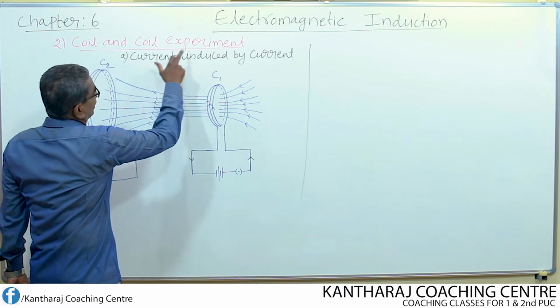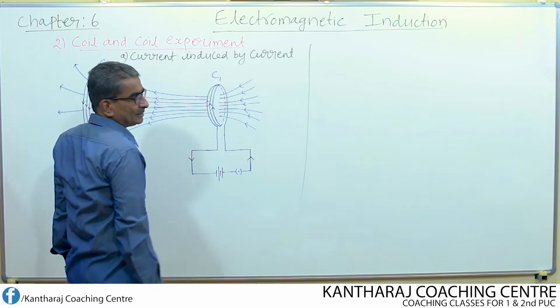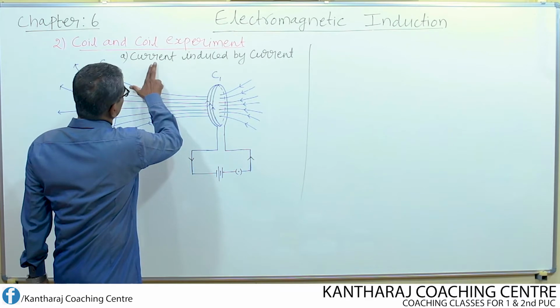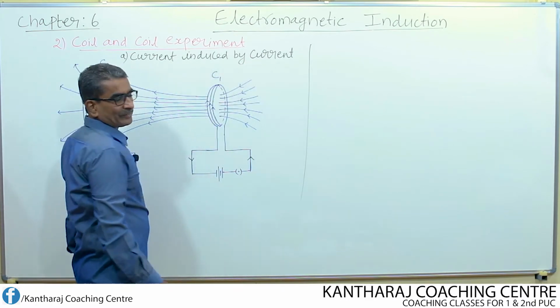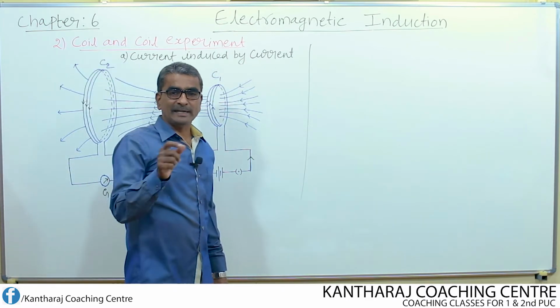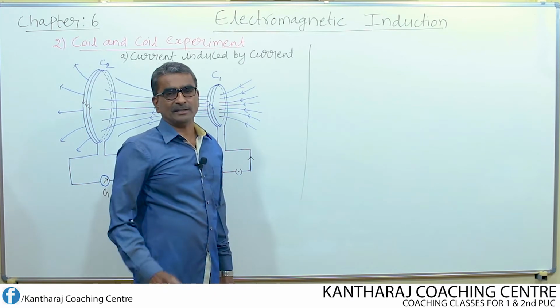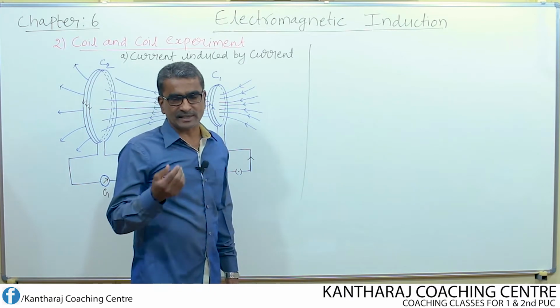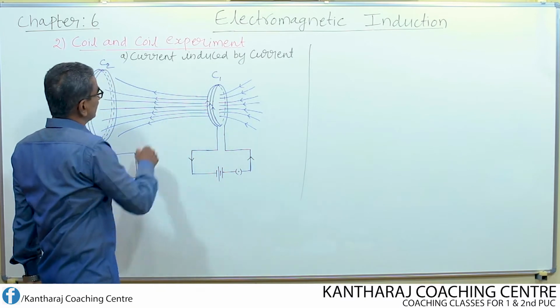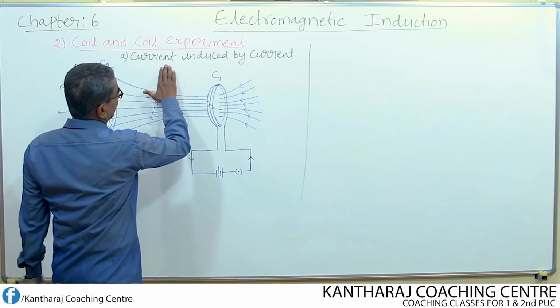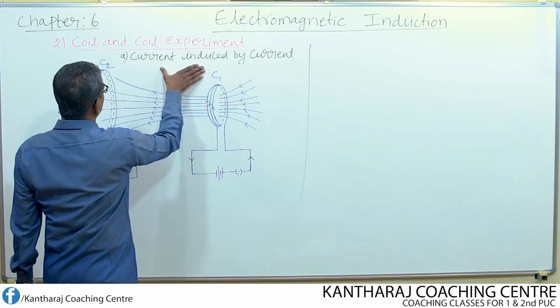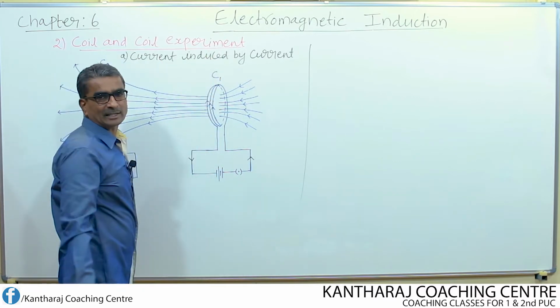In this coil and coil experiment, we come across two types. One is current induced by current and another one is current induced by changing current. Let us discuss current induced by changing current a little later. First, let us take up current induced by current, which is one part of this coil and coil experiment.